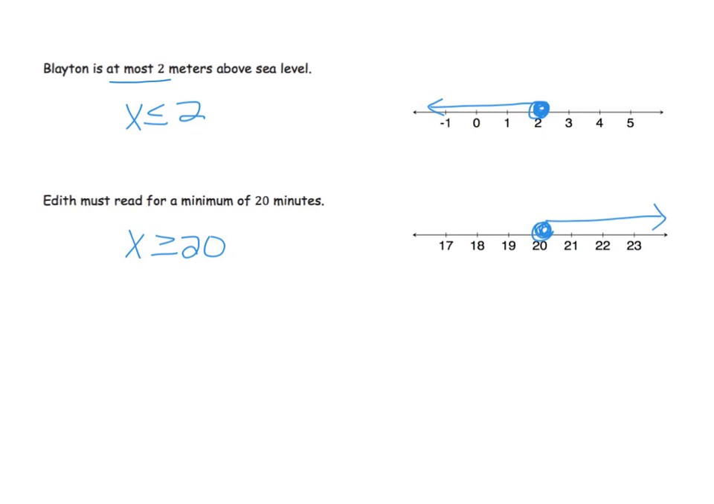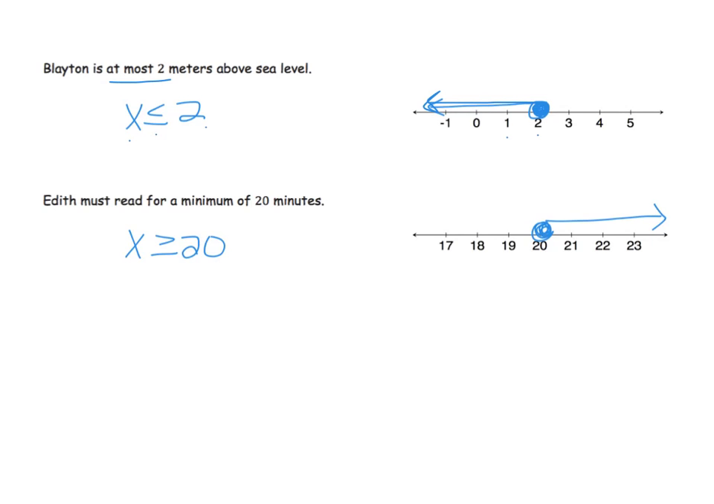At most 2 meters. So is 2 meters at most 2 meters? Yes. Is 3 meters at most 2 meters? No. Is 1 at most 2? Yes. So the most we can have is 2. So that's included, and it goes this way. So x has to be less than or equal to 2. So it's all the numbers less than, including 2.